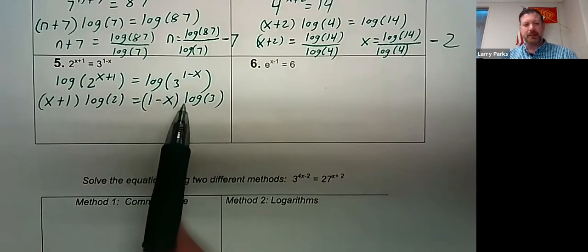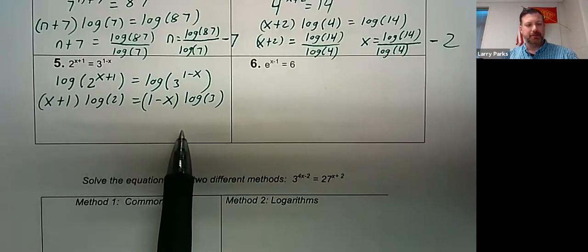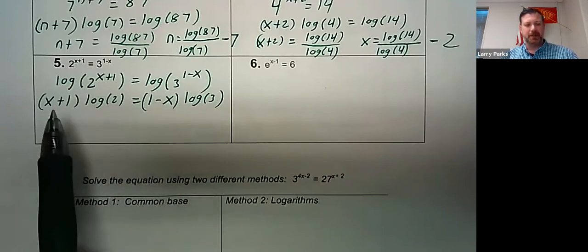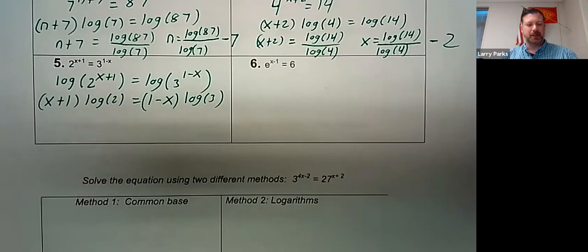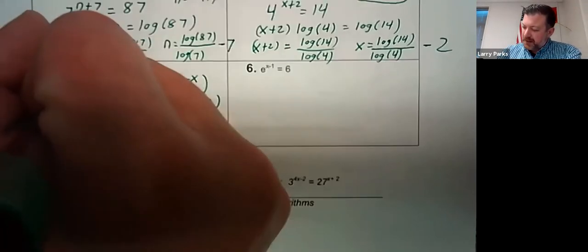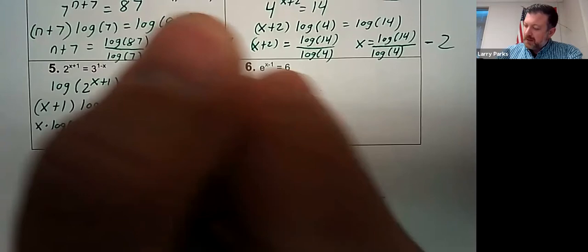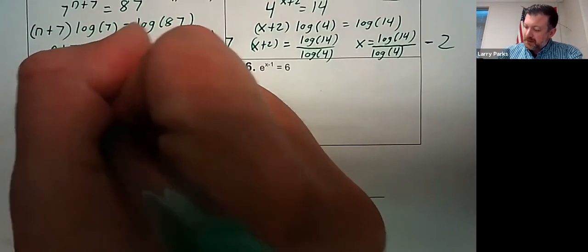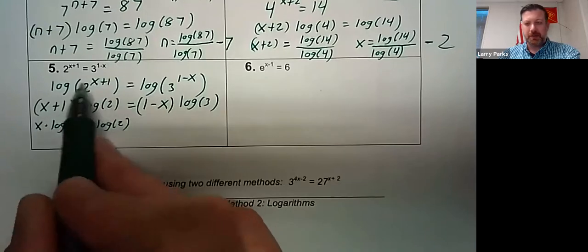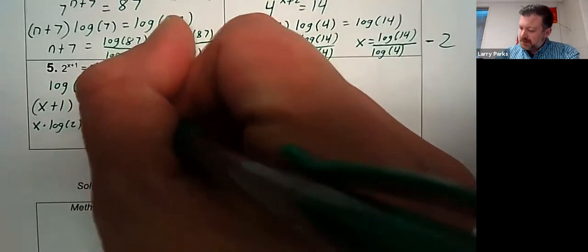Trying to decide if I want to do the same thing I did earlier or try something different. It does no good to divide by x because I want x as a numerator and denominator. That won't help us. So I guess the only thing we really can do would be to distribute that log of 2. So I get x log 2 plus log 2. I distributed the log of 2 to both. And then log 3 minus x log 3.